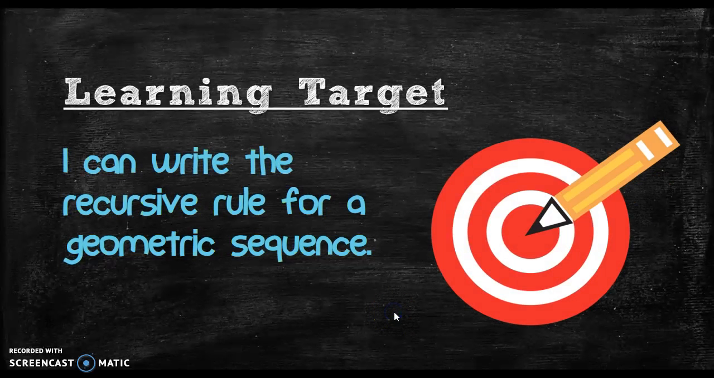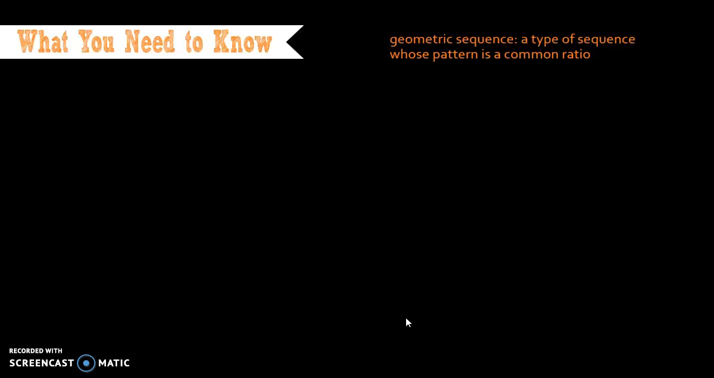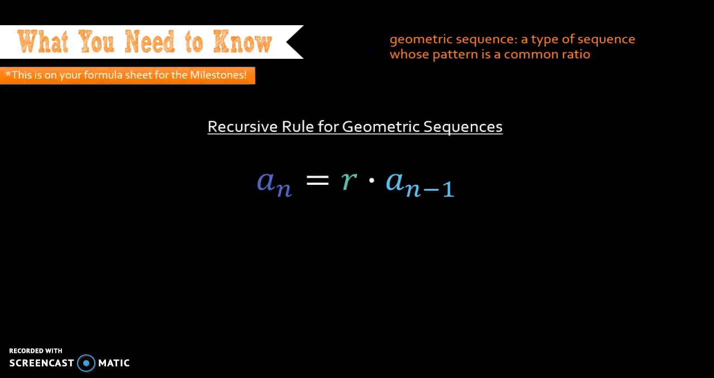I can write the recursive rule for a geometric sequence. Here's what you need to know. A geometric sequence is a type of sequence whose pattern is a common ratio. That means we are multiplying or dividing by the same thing every single time. The recursive rule for geometric sequences looks like this.